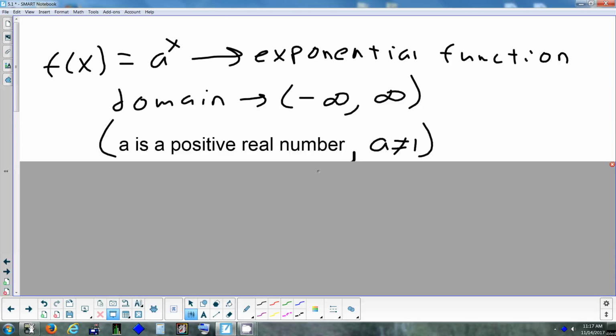And again, that domain is dependent on the condition I just told you, that your base is a positive real number, not equal to 1. If you change that condition, we're not dealing with exponentials anymore. Okay? So we want to make sure that that's always true.